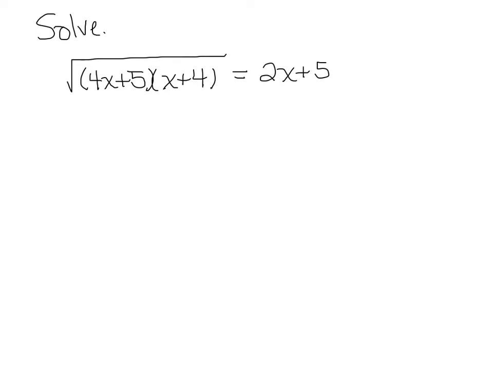In this example, we're going to be solving a radical equation. The first step in solving a radical equation is making sure that you have everything that's under the radical on one side, like we have here, and everything that's not under the radical on the other side, like we have here. In our example, that situation is already taken care of. The next step is to eliminate our radical sign. We do this by squaring each side.